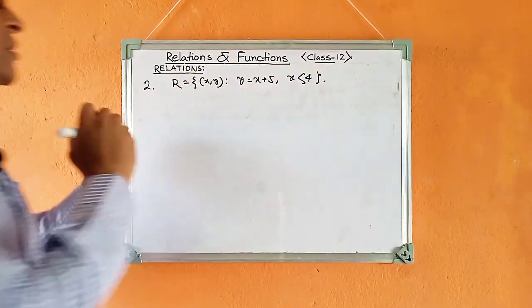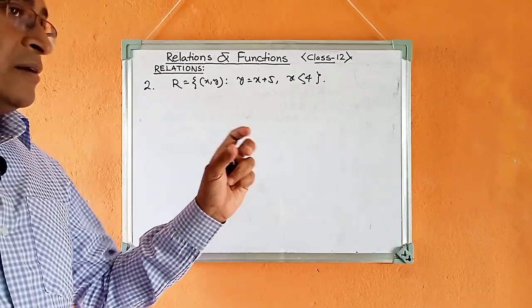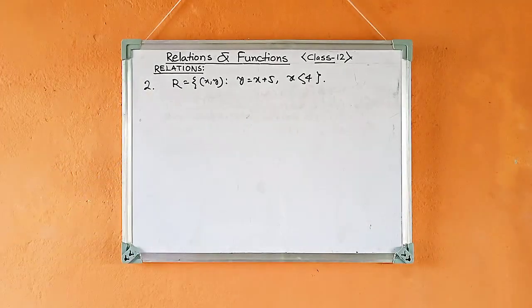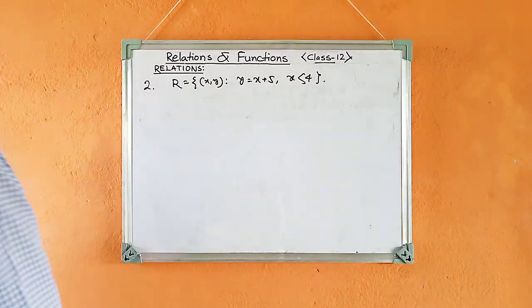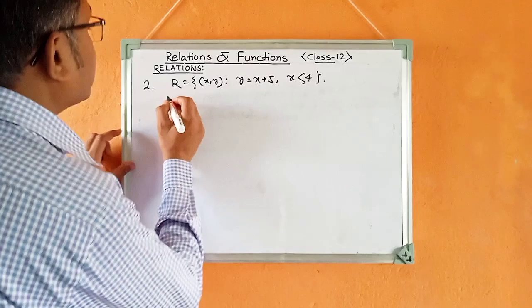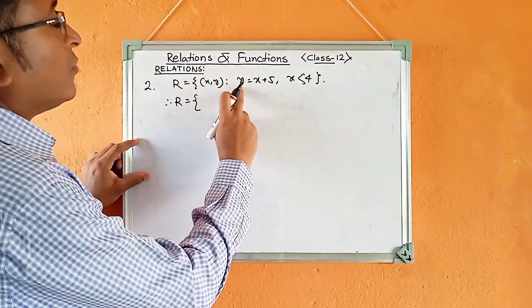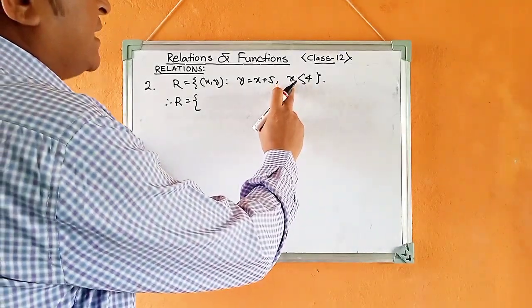So this is the relation. Now the question is to find whether the relation is reflexive, transitive or symmetric. One by one, first of all find the relation. Here R = {(x, y)}, both natural numbers, and y = x + 5. So first we find the relation R. Here y = x + 5 and x < 4.